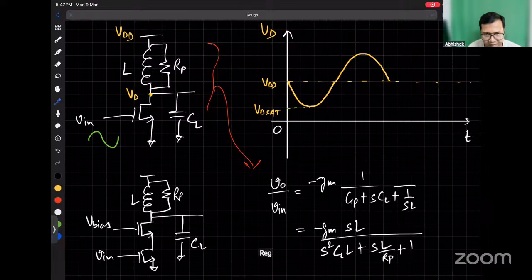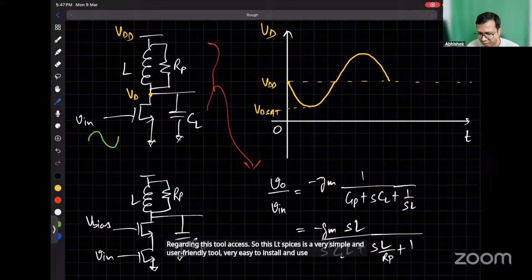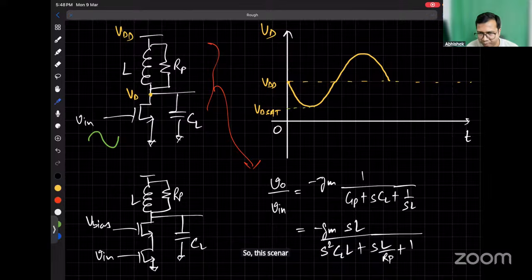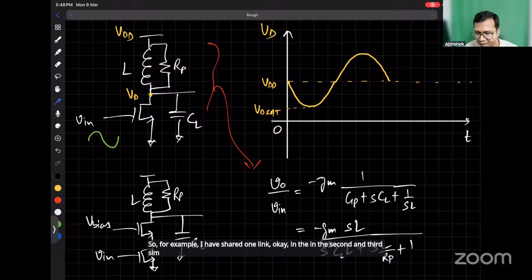Regarding this tool access, LTspice is a very simple and user-friendly tool, very easy to install and use. But if you want to do a more detailed design where we also want to capture the layout effects, in such a scenario, it's better to use a different tool flow. For example, I have shared one link in the second and third simulation exercise, a link for this ngspice-based IC design tool flow.